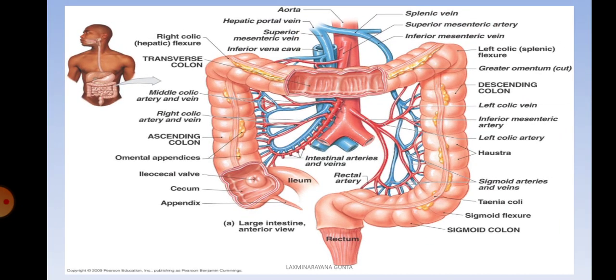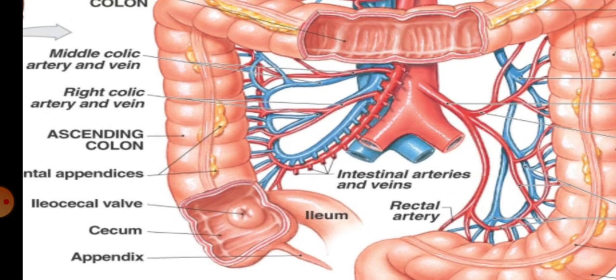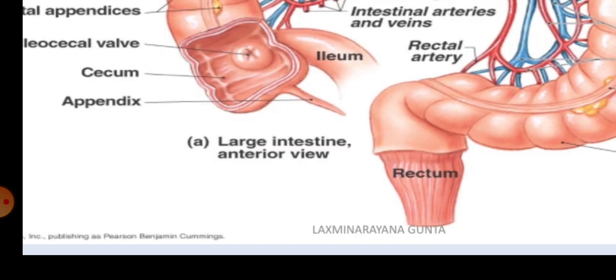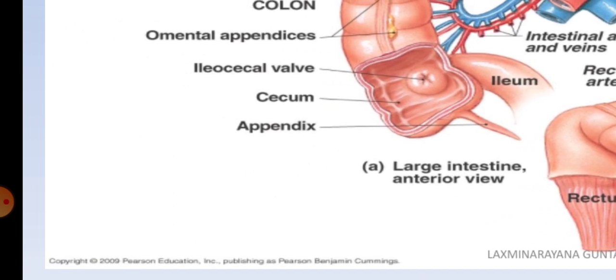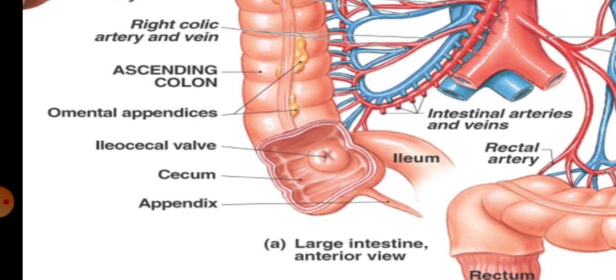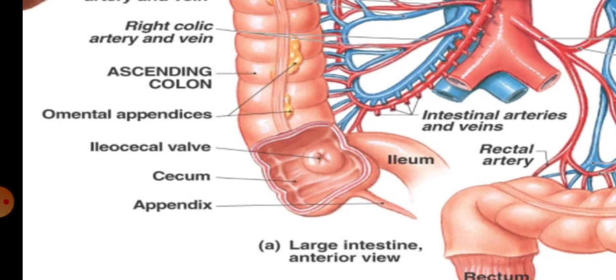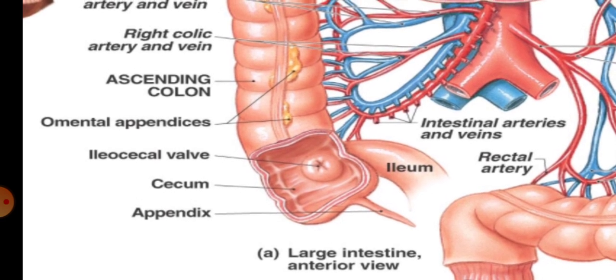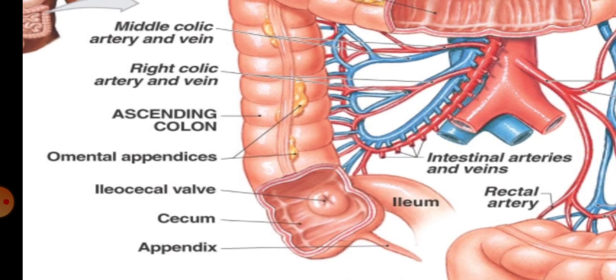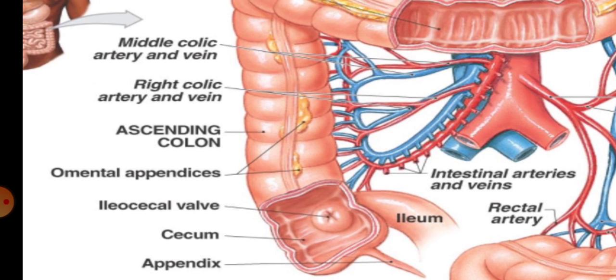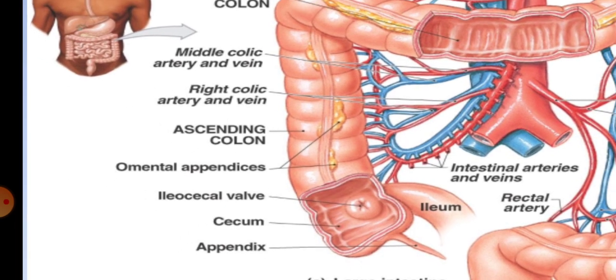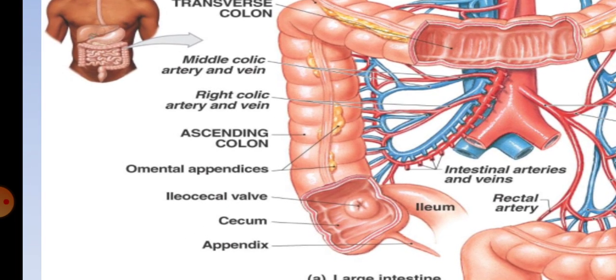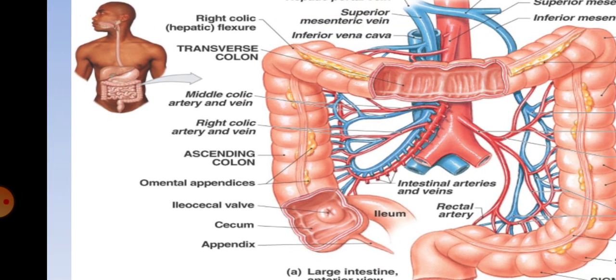The bulging pouch-like structures which are present in the large intestine are called haustra. Haustra are the bulging pouch-like structures.